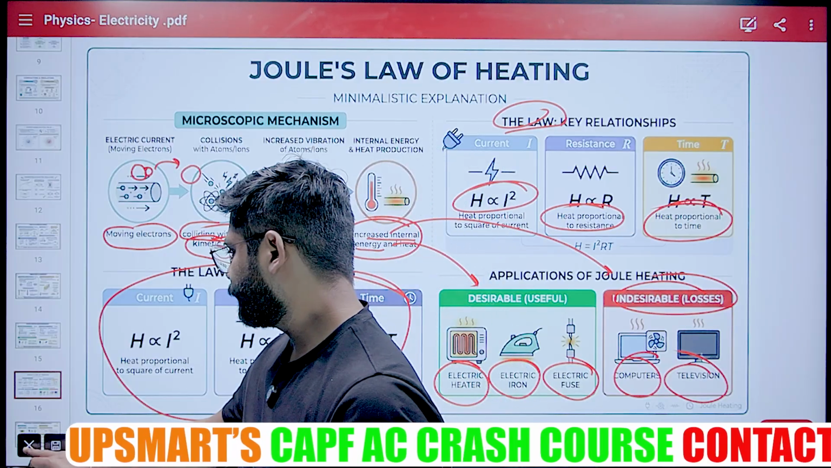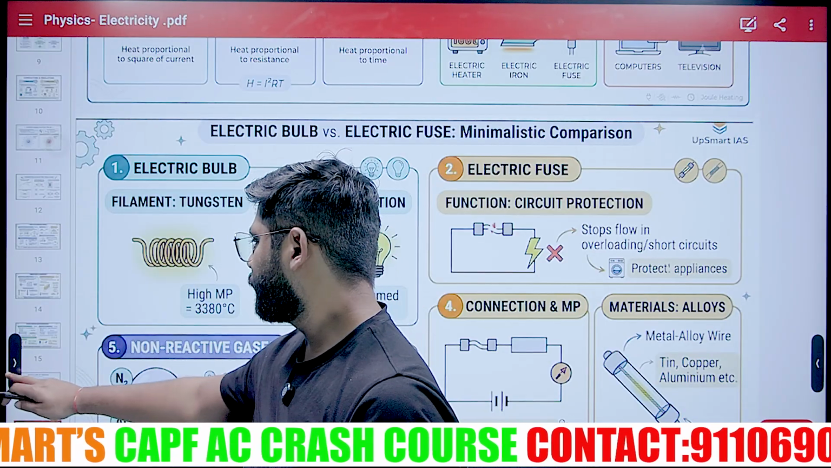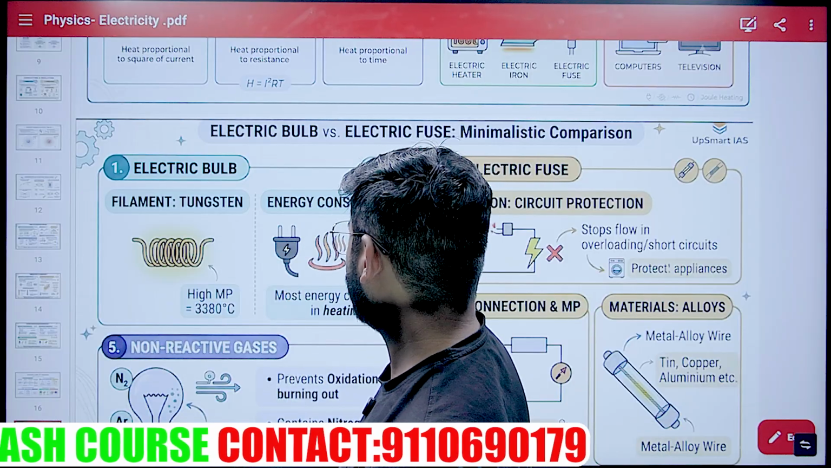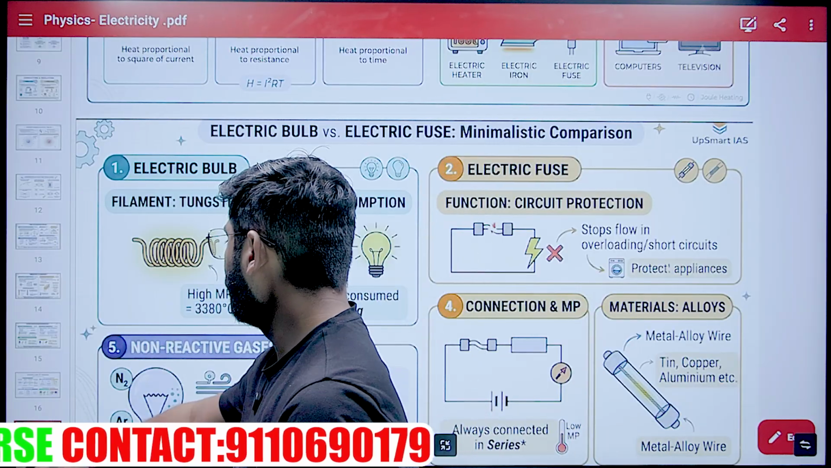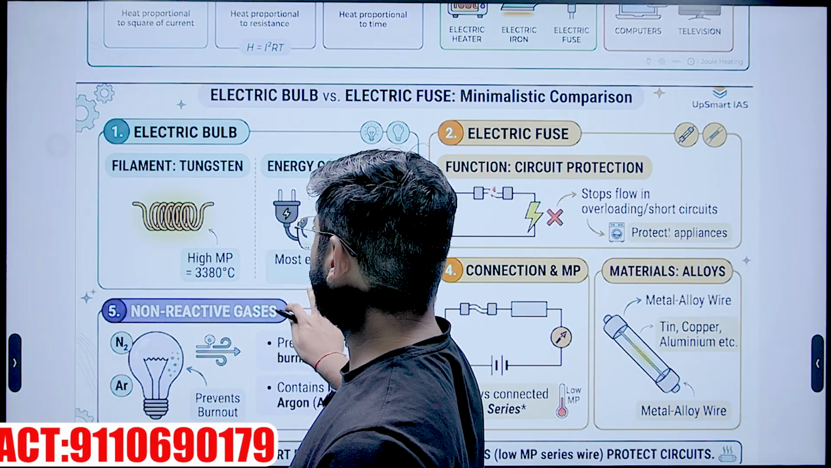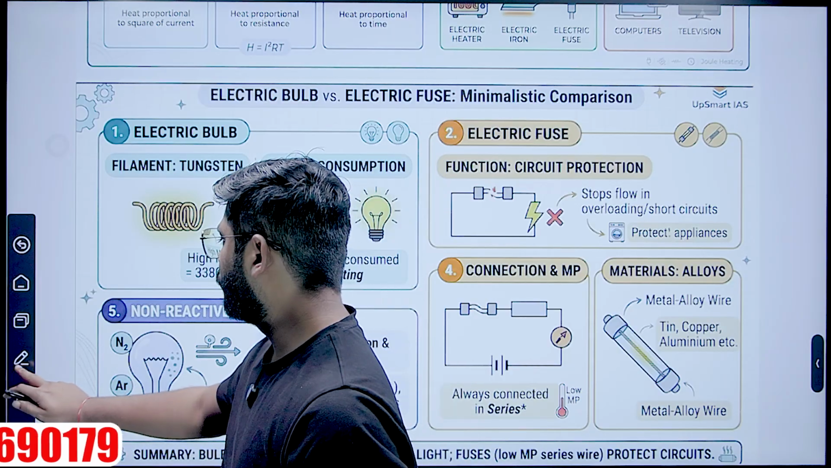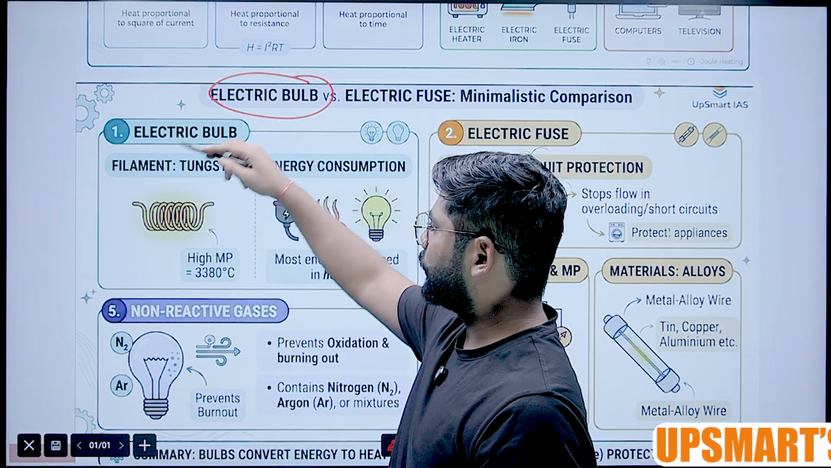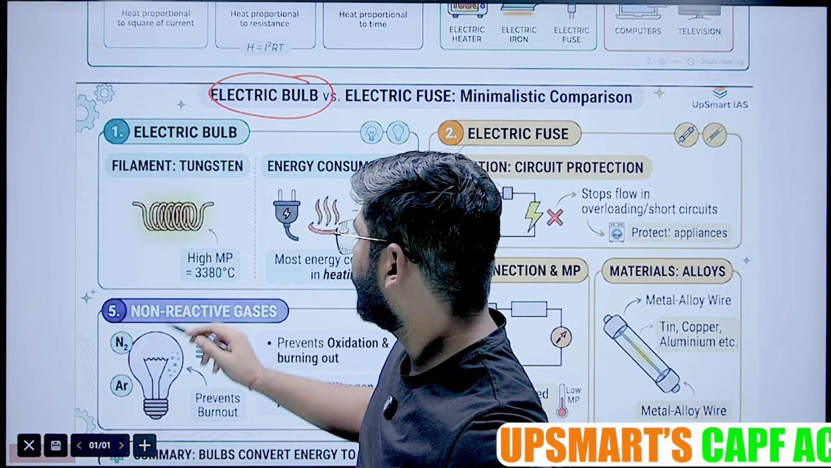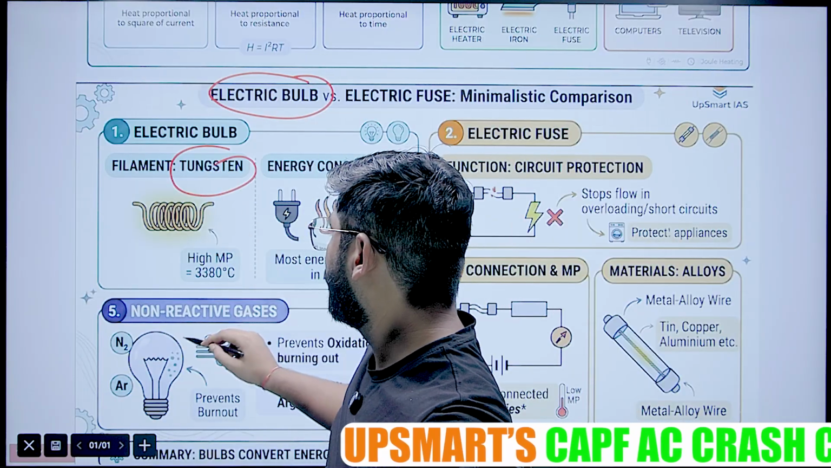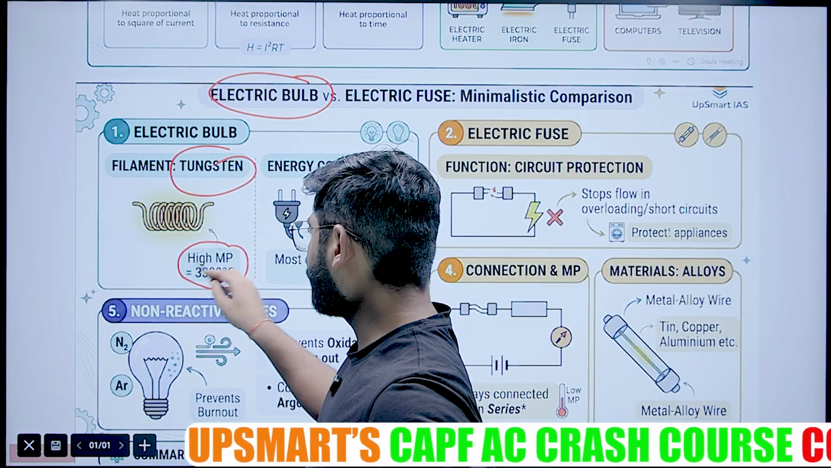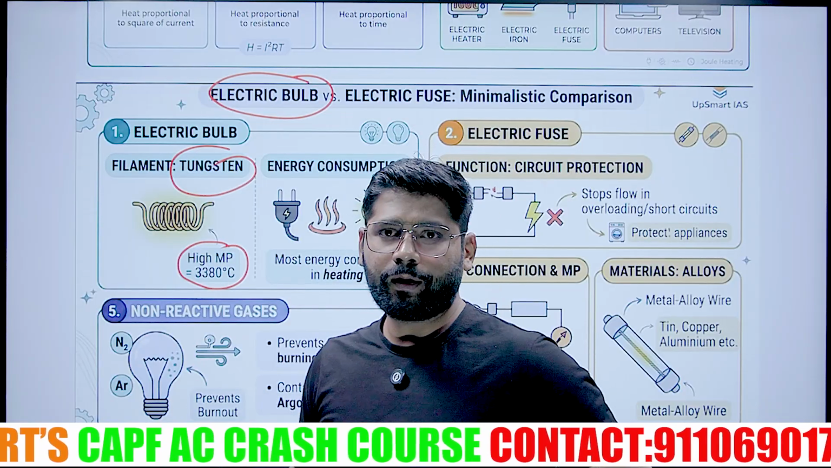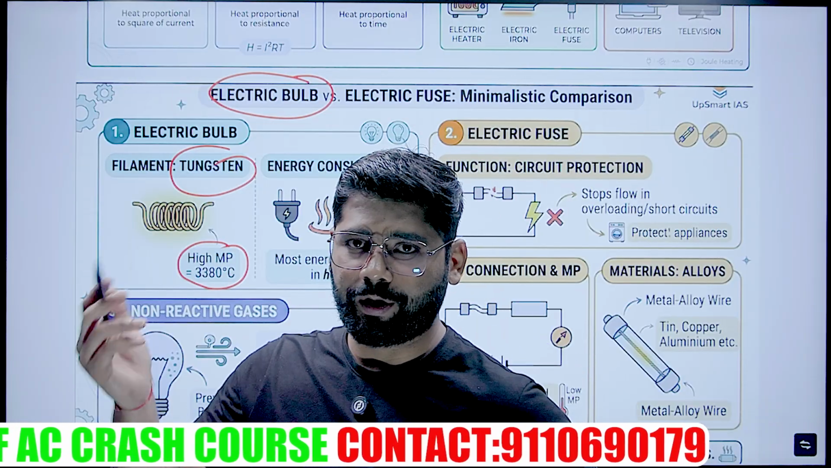Next are some basic things that are important to understand. First is the electric bulb that we usually see. Who invented the electric bulb? Thomas Alva Edison. When he invented it, the filament that he used was tungsten. So how much is the melting point of tungsten? 3380 degrees Celsius. That is the high melting point it has.